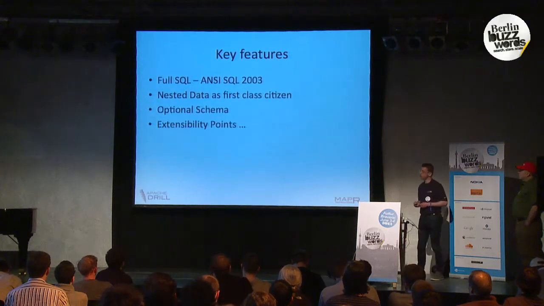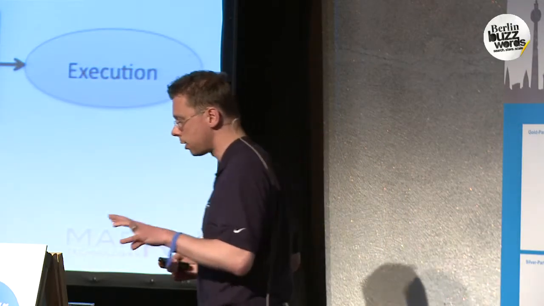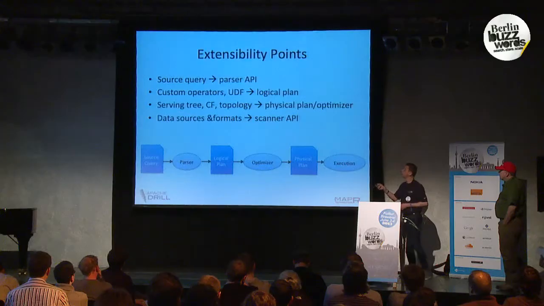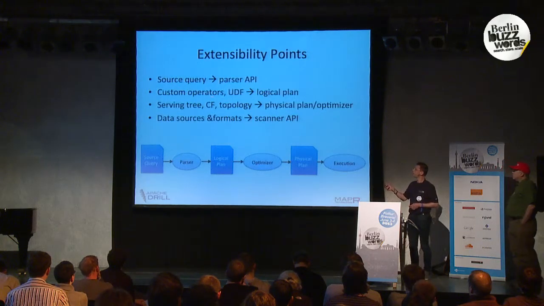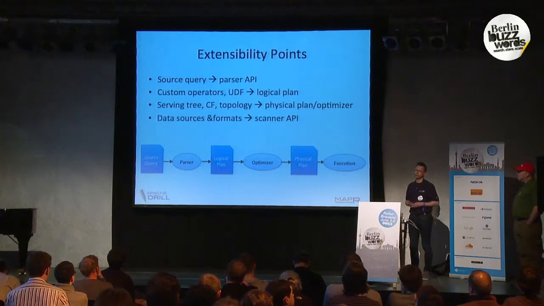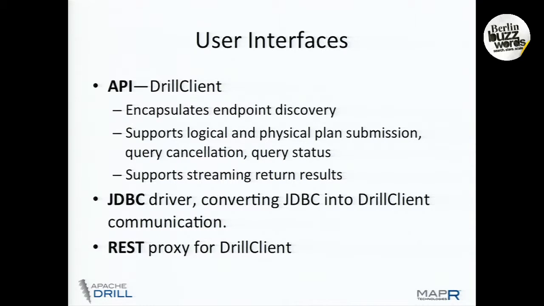And as I said, summing up that part, the key features: full SQL support, nested data as first-class citizens, optional schema, and the extensibility points, which, in my understanding, really sets Drill apart from others. Things like custom operators, UDFs. You can do quite a lot of things in the optimizer. Any kind of data source you can plug in via the scanner API. So this is really where Drill shines. Very flexible, very extensible. And of course, we're also working on the user interfaces.